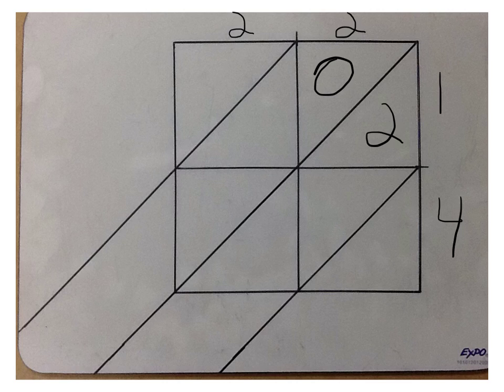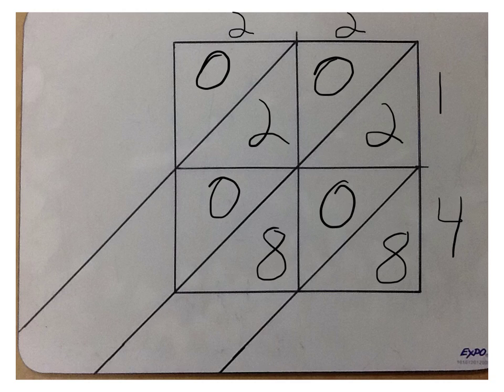Next we can do 2 times 4. 2 times 4 is 8. Again, we put our 0 in here. Now we can do 2 times 1, which again is 2, followed by 2 times 4, which is, again, 8.